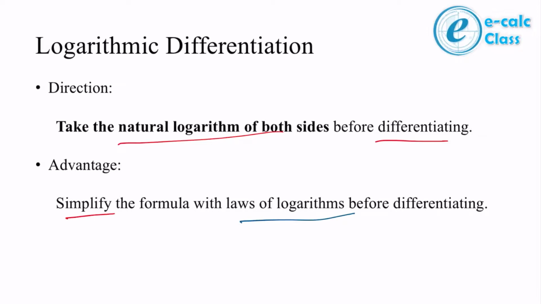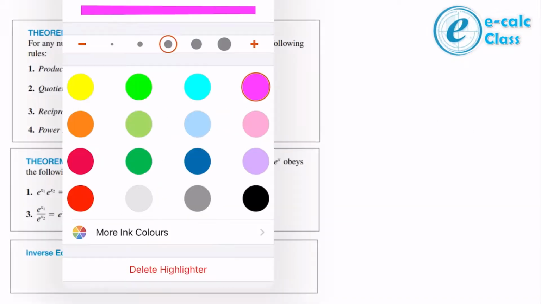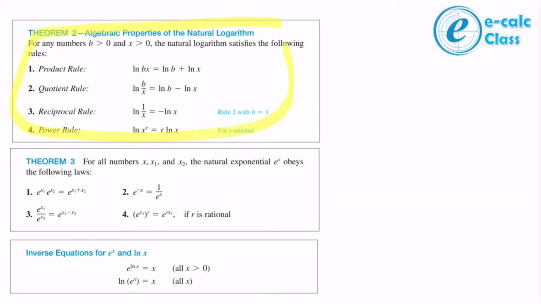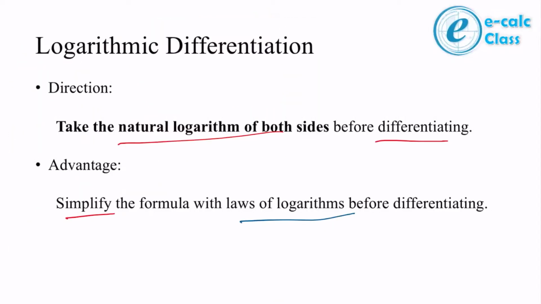Laws of logarithms means this one. If you remember from when we talked about transcendental functions, you have product rule, quotient rule, reciprocal rule, power rule. So what we mean by simplifying here is you take the ln so that the power flies down. Power flies down. Remember what we did when we derived all the commonly occurring limits? We kept on taking ln on both sides, right? Because we wanted the power to fly down. So the same logic applies here. We want to simplify, we want the power to fly down, so we take ln on both sides.